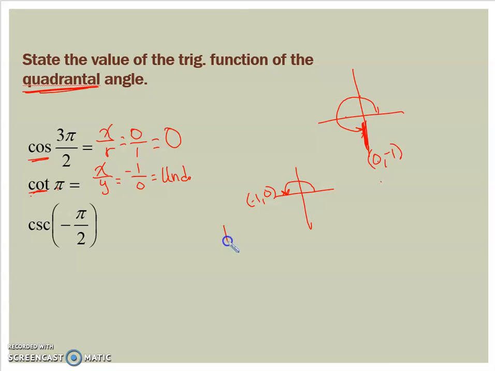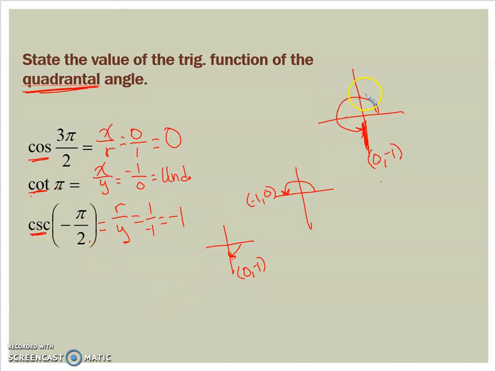And then our last graph is a negative pi over 2. So -90 degrees. It would land on this 270 again. This time I want the reciprocal of sine. Sine is y over r, so the reciprocal is r over y. So my radius is 1. My y value is -1. So the cosecant of -pi over 2 is -1.